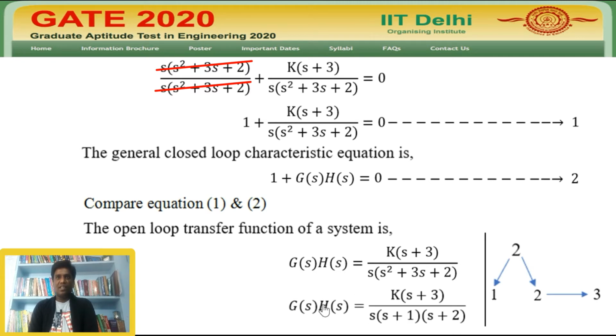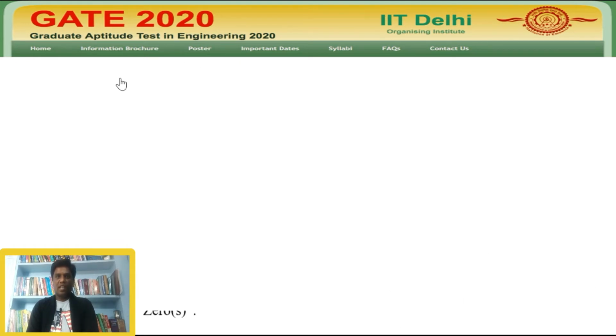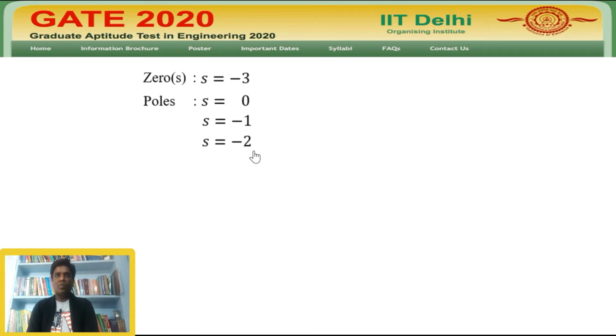In this equation, equate the right hand side parts to 0 in order to find the zero value from the numerator and the pole values from the denominator parts. Then the zero value is s equal to minus 3 and the pole values are s equal to 0, s equal to minus 1 and s equal to minus 2.